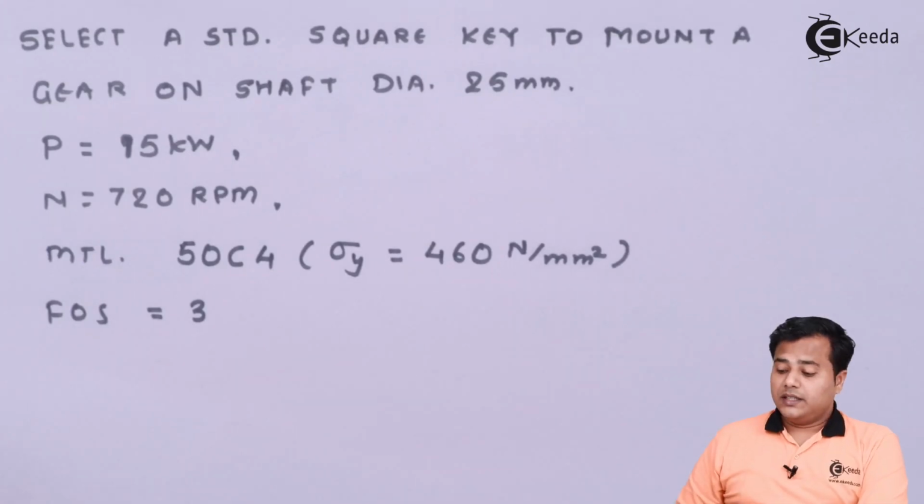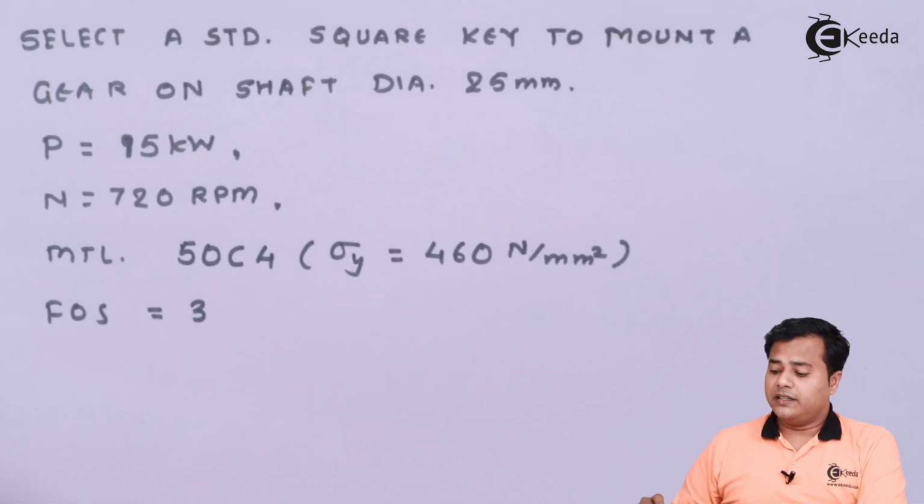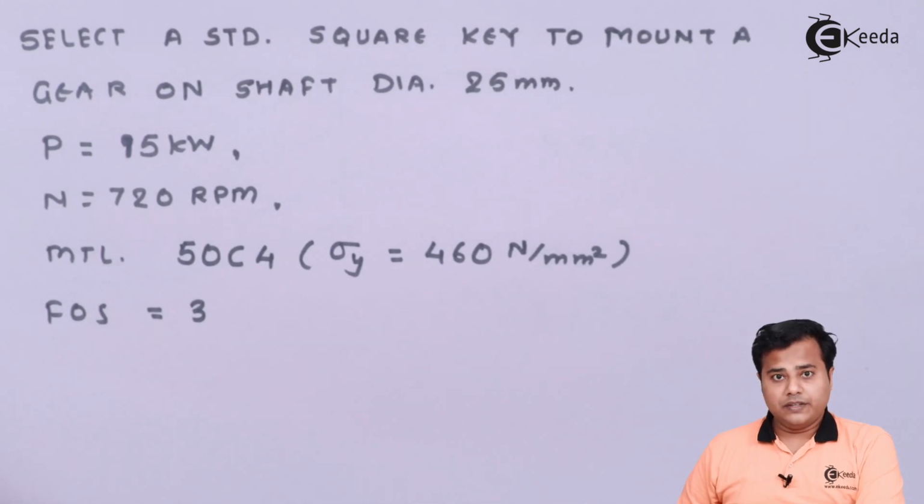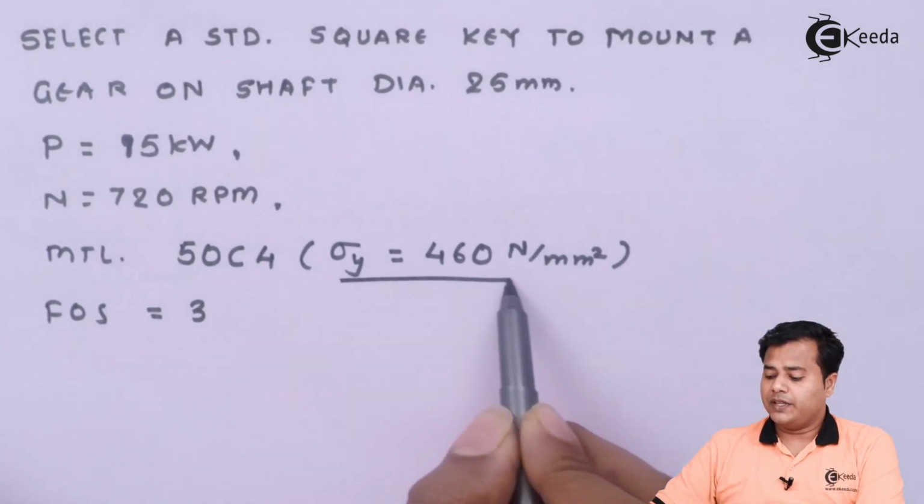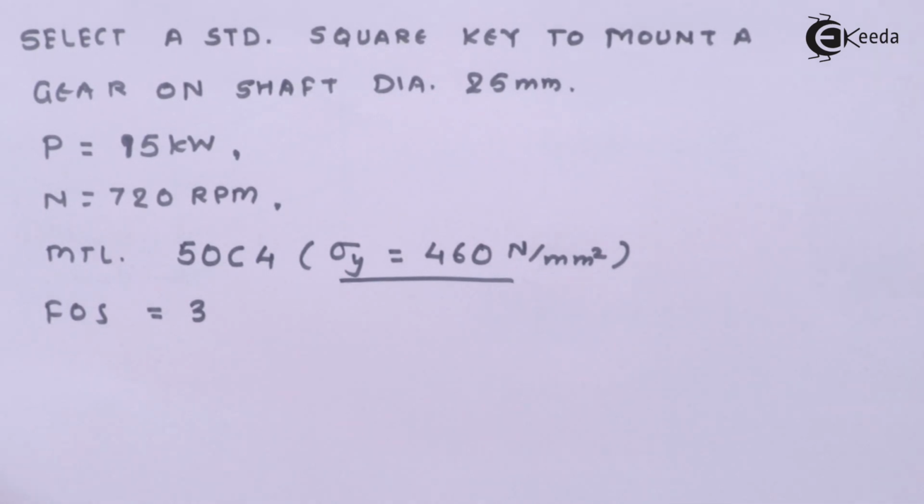So friends, the problem statement you can see on the screen. It says: select a standard square key to mount a gear on a shaft of diameter 25 mm. The power to be transmitted is 15 kilowatt. The rotational speed given is 720 rpm. The material is already specified for us and its value is given, and the factor of safety to be maintained is equal to 3. So let us begin with it.